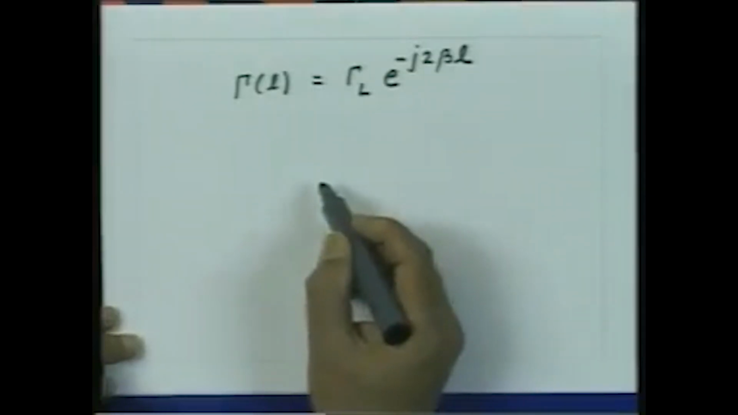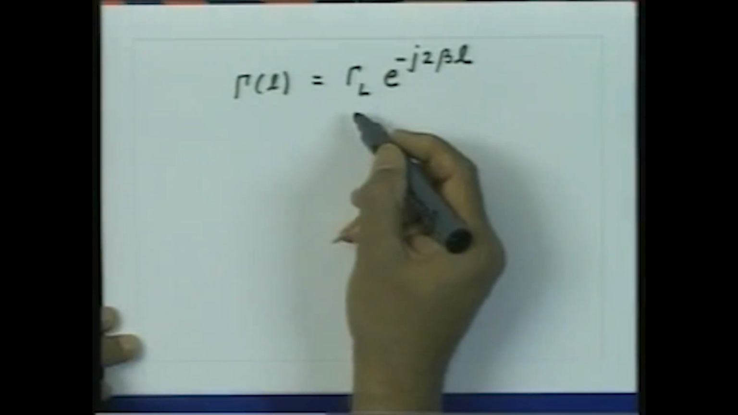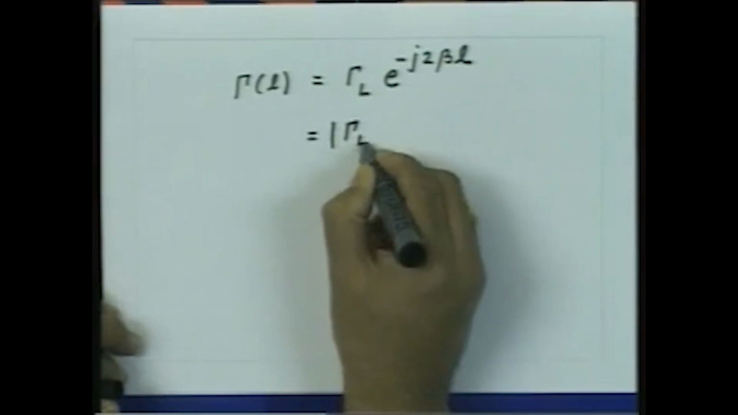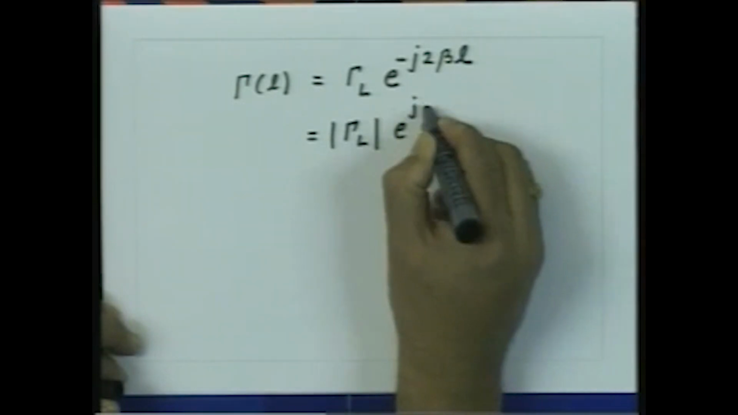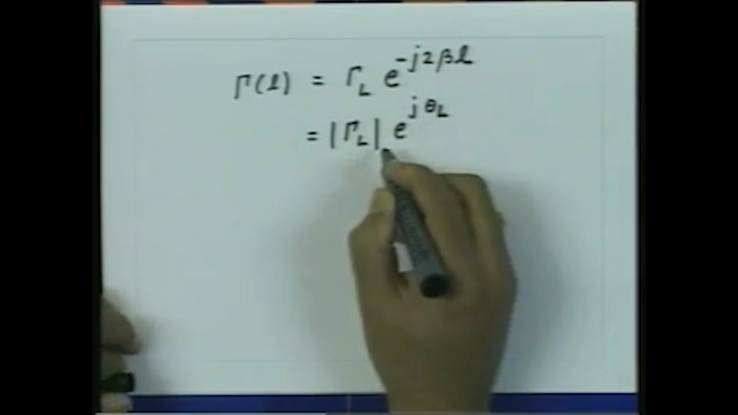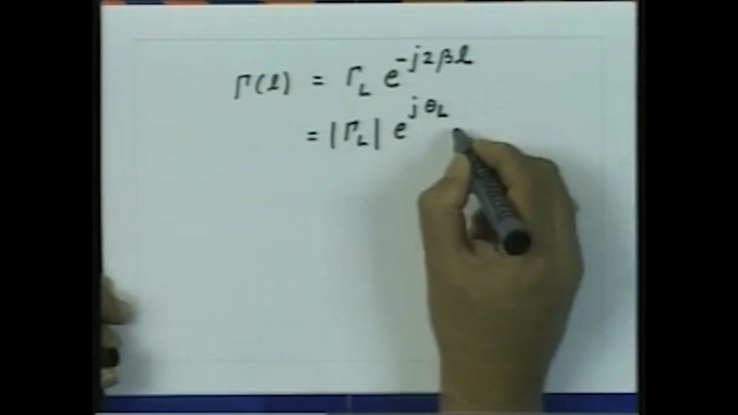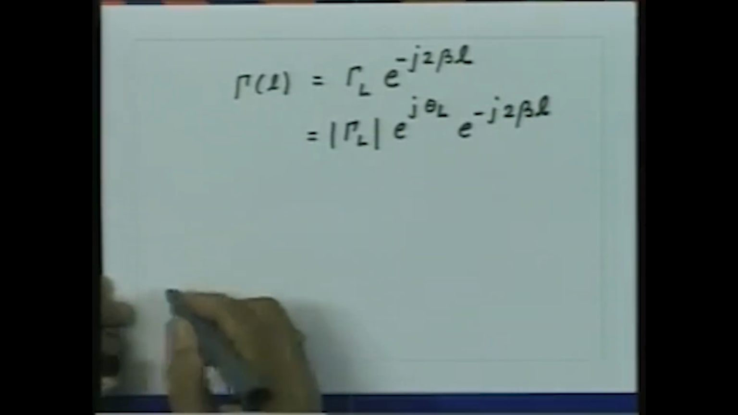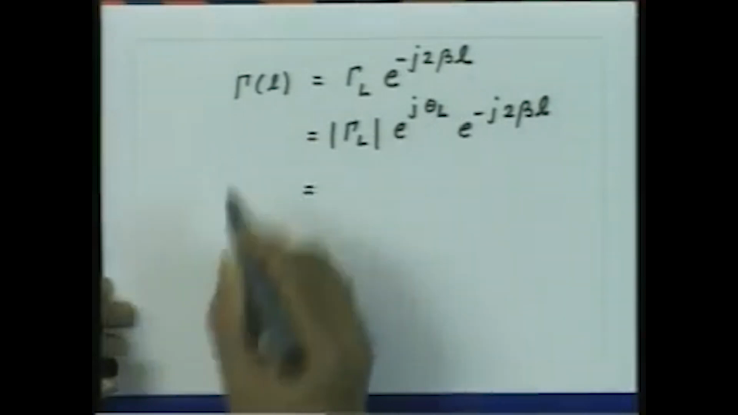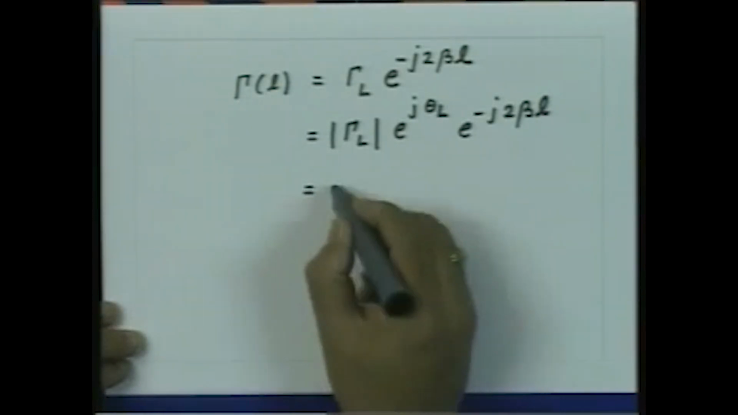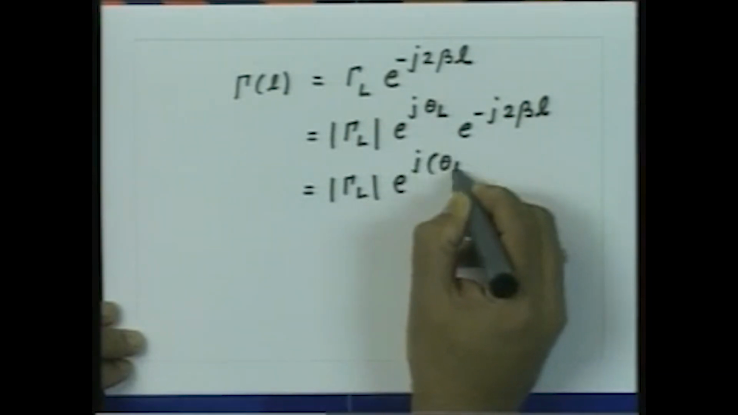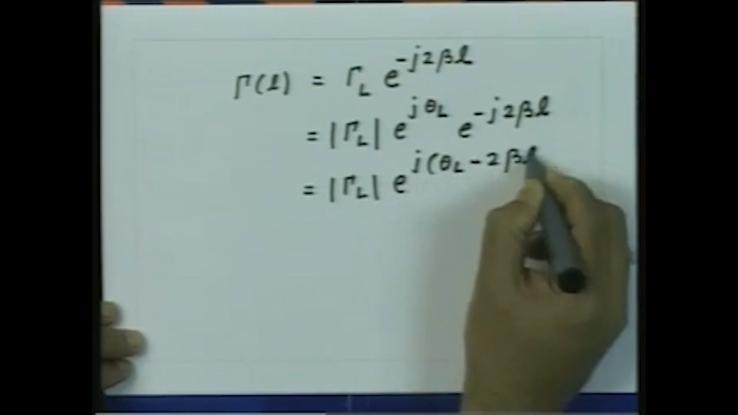If we write the reflection coefficient at the load explicitly as the modulus of the reflection coefficient and the phase angle, we can write this as the mod of gamma L e to the power j theta L, where theta L is the phase angle of the reflection coefficient at the load, times e to the power minus j 2 beta L. So, the total phase of the reflection coefficient at a distance L from the load will be theta L minus 2 beta L.